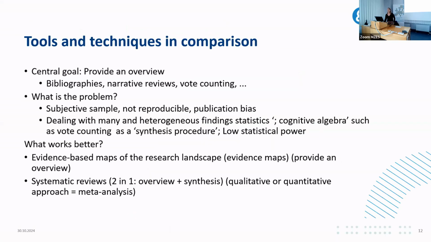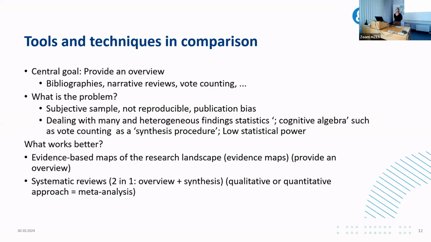Okay, then let's continue. So there are different methods of evidence synthesis out there, and we will target them on the next few slides, but how do they differ? They have one common shared general goal, which is to provide an overview. And you can also think of methods like bibliographies, narrative reviews, or vote counting approaches to generate this central goal, so just to provide an overview. But what is the problem with these methods? Maybe I should go more into detail. What is vote counting and what are narrative reviews?